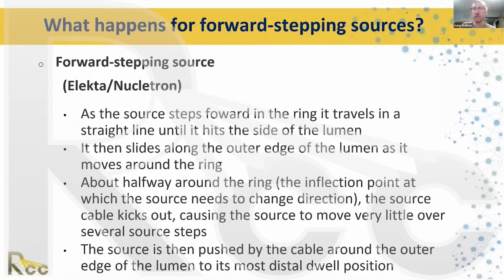So, forward stepping sources, Elekta and Nucletron. As the source steps forward in the ring, it travels in a straight line until it hits the side of the lumen. It then slides along the outer edge of the lumen as it moves around the ring. About halfway around the ring, at the inflection point where the source needs to change direction, the source cable kicks out, causing the source to move very little over several source steps. The source is then pushed by the cable around the outer edge of the lumen to its most distal dwell position.